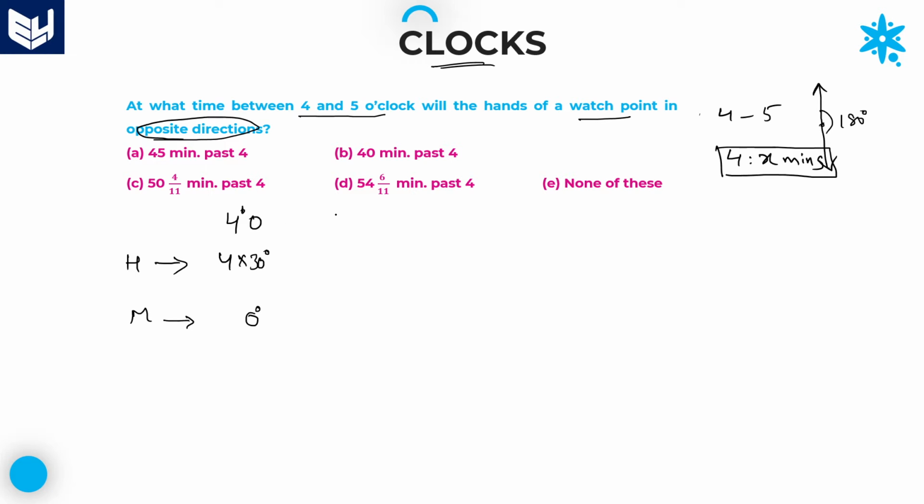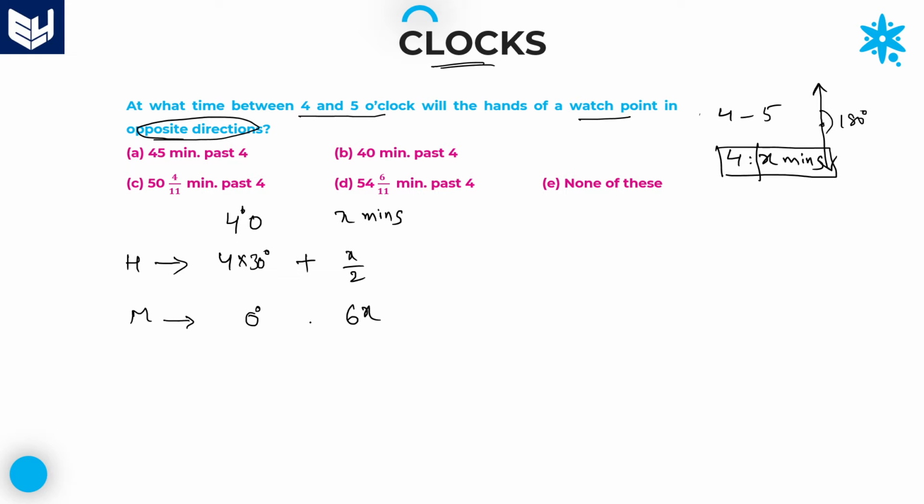Now next one is x minutes. 4 hours are completed, and we are left with x minutes in this time period. For every 1 minute, the hour hand will move half a degree, so for x minutes it will be x by 2 degrees. Whereas for the minutes hand, for every 1 minute it will move 6 degrees, so for x minutes it will be 6x degrees.